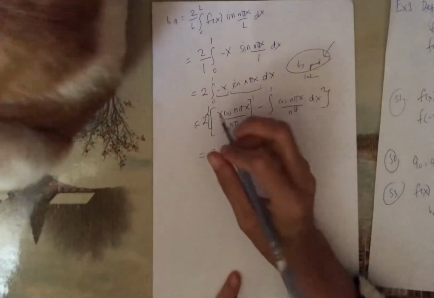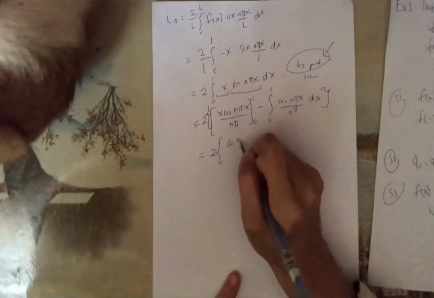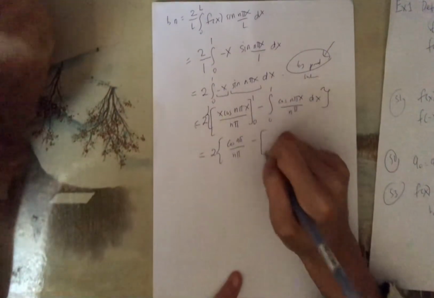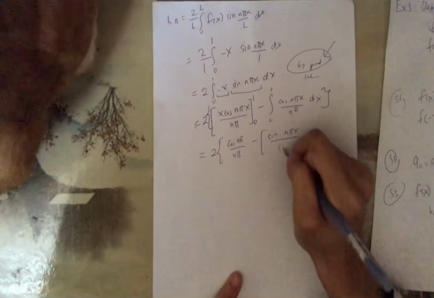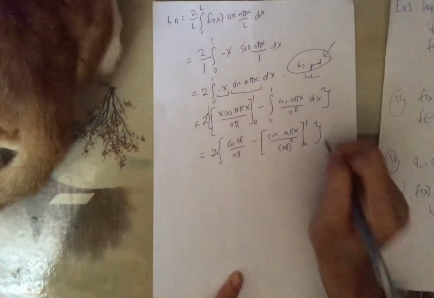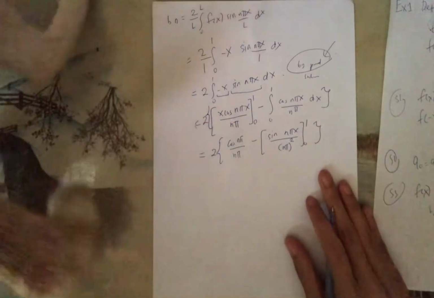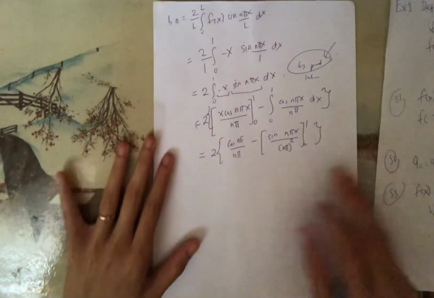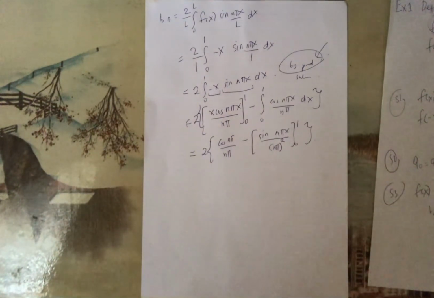Okay, so the answer that you should get after you have done all this is 2 cos n pi over n pi minus sine n pi x over n pi squared, substituting the values 0 and 1. Okay, alright. They have sounds at the back as background. Okay, class, alright. Okay, so cos n pi and so on.